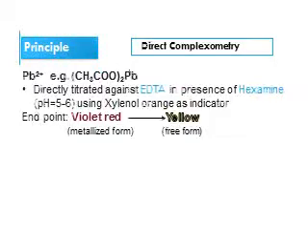Lead is also a direct complexometric titration, titrated against EDTA in the presence of hexamine, at pH 5 to 6, using xylenol orange as indicator. It's important. Hexamine is the buffer; when you are asked why you use hexamine, it's because the pH is more stable for the lead EDTA complex. Before the end point, when you add xylenol orange, it will form a violet red color, which is the metallized form color, and the free form is yellow.